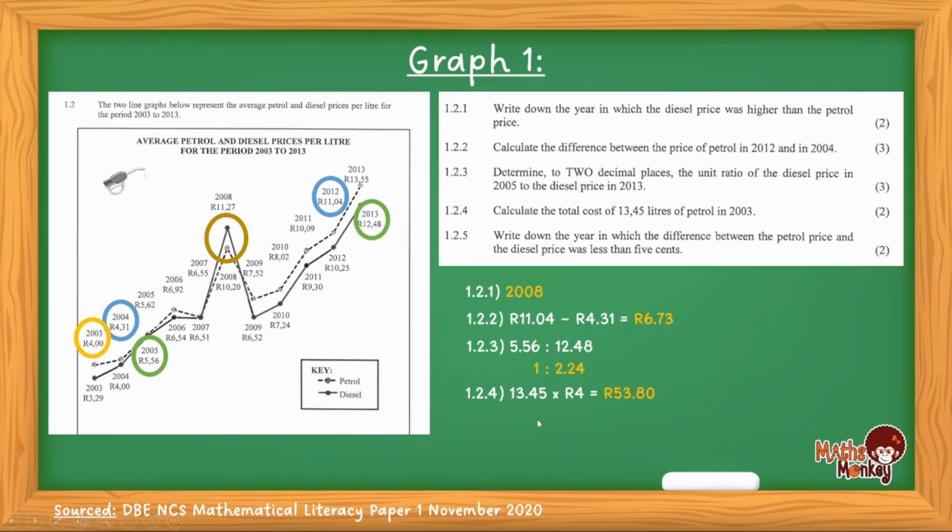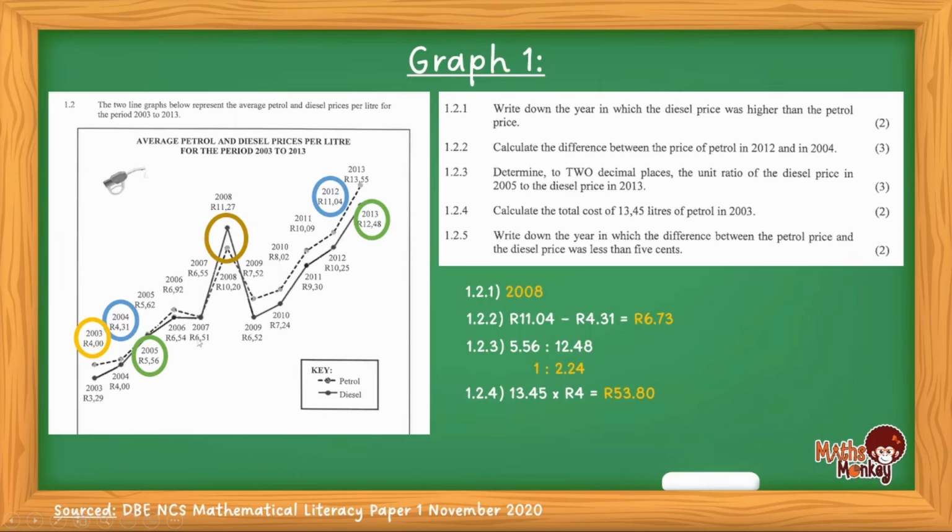Okay. Then, last question for this graph. Write down the year in which the difference between the petrol price and the diesel price was less than 5 cents. Now, here, grade 12s, you actually are going to have to look at the space between the graphs. Remember, if they want to know where it's less than 5 cents, you're going to look at the distances for each year between the two lines and try and identify where you see the smallest distance. So if I just look at this graph here, do you see that here's a very small distance and here's a very small distance. So I have to look at where it is less than 5 cents.